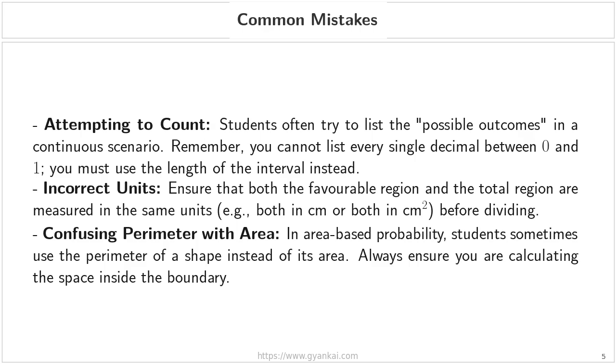Finally, a common error in area-based probability is confusing perimeter with area. It is easy to get distracted by the boundary of a shape, but remember, the probability depends on the space inside that boundary. When calculating the probability of hitting a target, like the circular bullseye we used in our example, always ensure you are calculating the area of the shape, not just the distance around its edge.